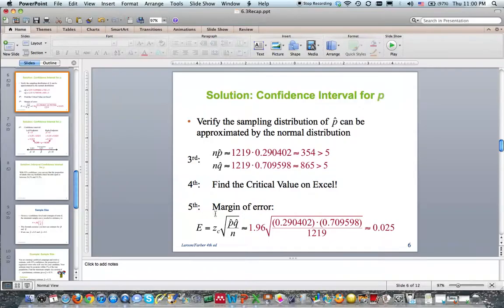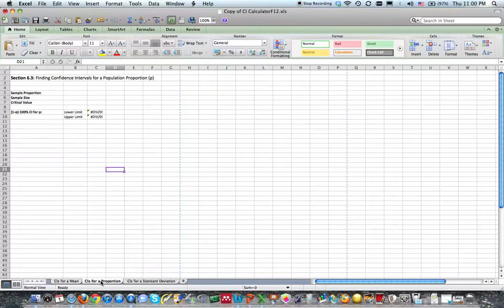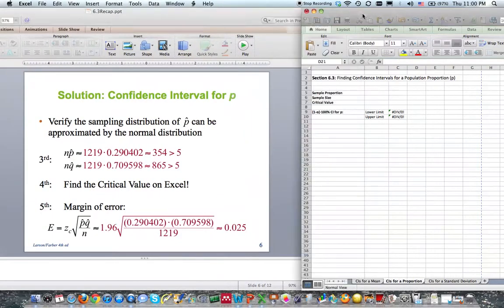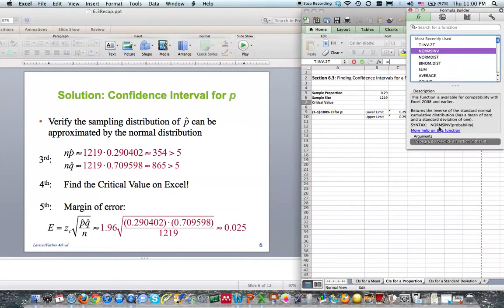So let's go to Excel. We can open up Excel, and as we notice when we look at the bottom of our Excel file, there's a sheet that says CIs for a proportion. This is the CI calculator that we can find on our Blackboard. When we click here, I can move this over so I can look at my information right here. I need to know the sample proportion, which was 0.29. I also need to know my sample size, which was 1,219. And I need to find my critical value. I'm going to find my critical value by opening this up here, and we're going to use NORM.S.INV.